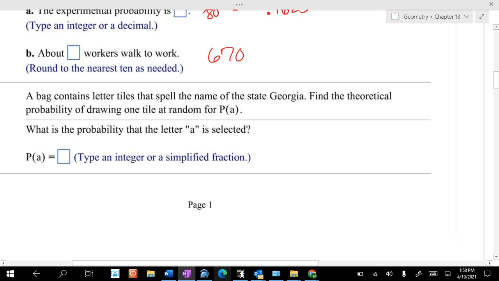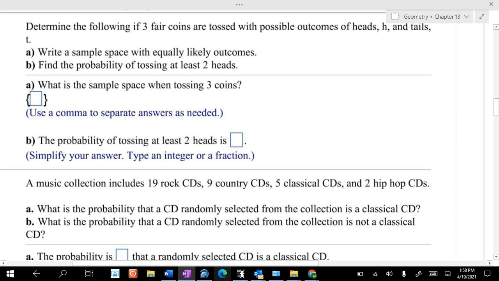Now, let's say you have Scrabble tiles spelling out Georgia, and you throw them all in a bag. What's the probability of picking out an A out of there? Well, there's 1, 2, 3, 4, 5, 6, 7 letters in Georgia. What's the probability of picking out an A? 1 out of 7. What's the probability of picking out a G? 2 out of 7. Okay.